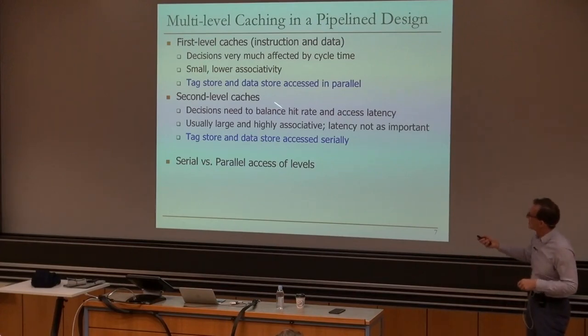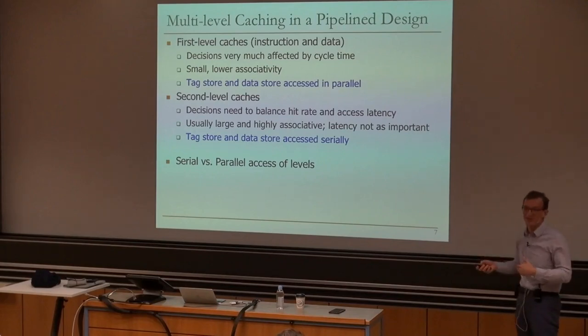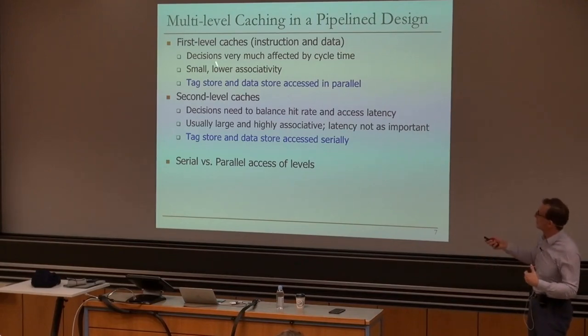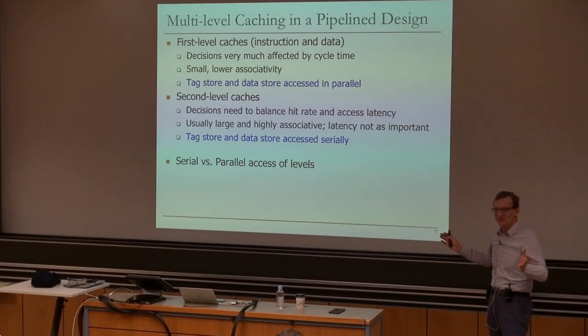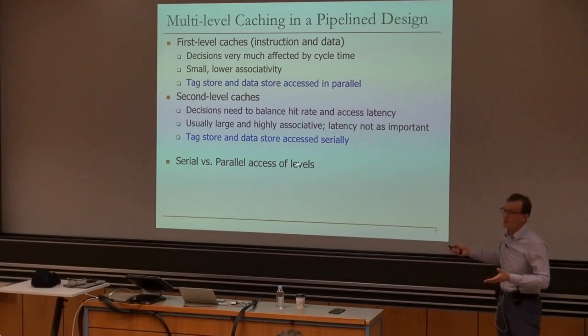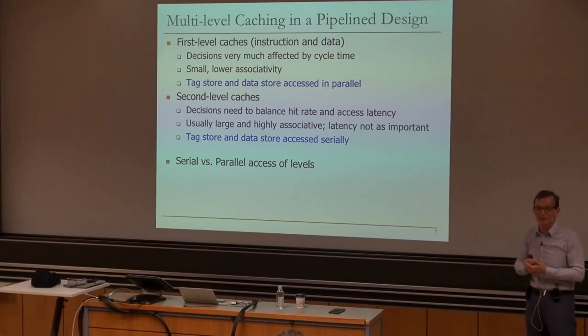Because in the end, the second level cache doesn't see the same accesses as the first level cache. If most of your accesses are hitting in the first level cache, that's good. Only the remaining accesses, maybe 50% miss over here, but that's okay because there are very few accesses.